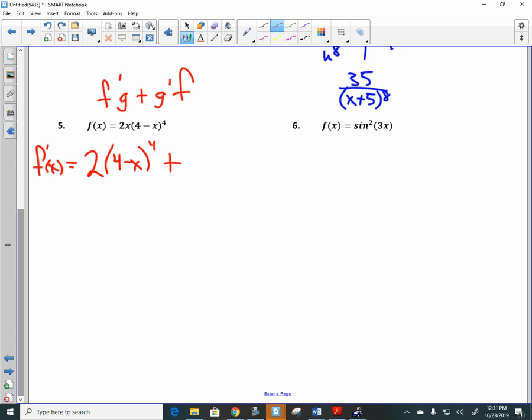Plus, I'm going to leave the 2x alone. So 2x times, now I need the derivative of 4 minus x to the 4th, correct? At this point, most people set up the boxes, which is fine. U to the 4th, 4 minus x. Four u cubed, negative 1. Yes.